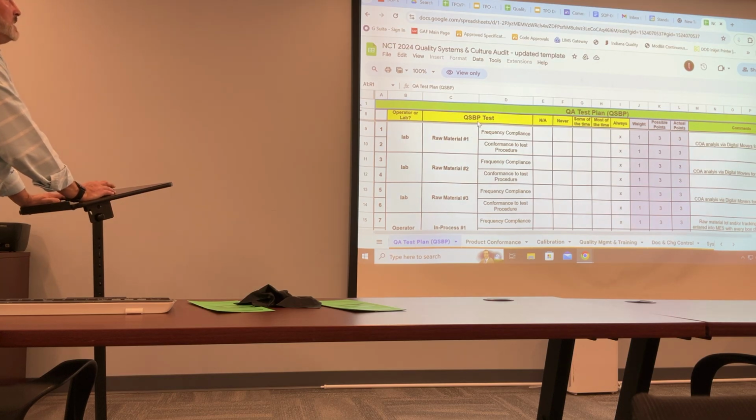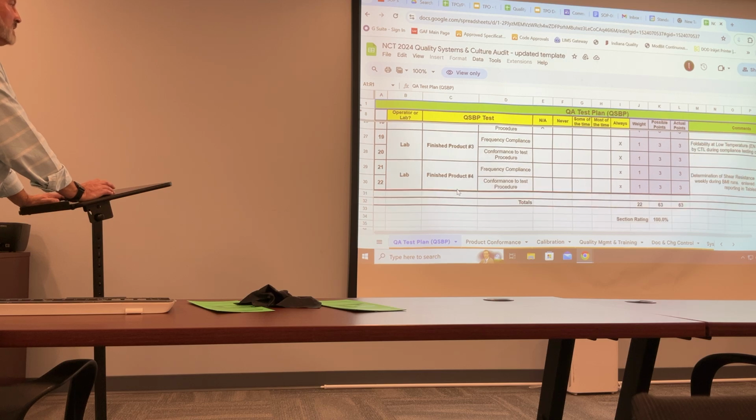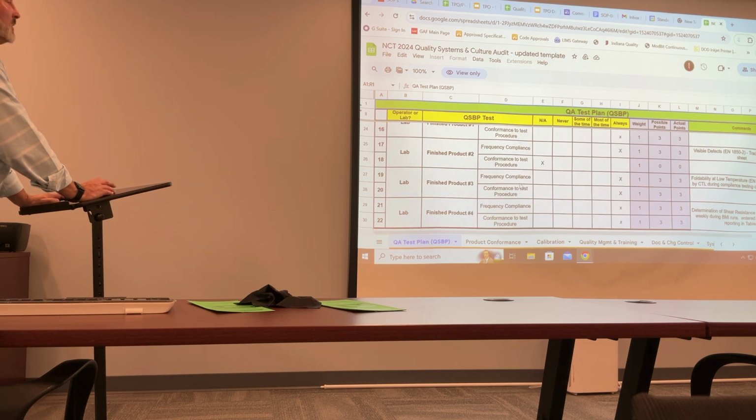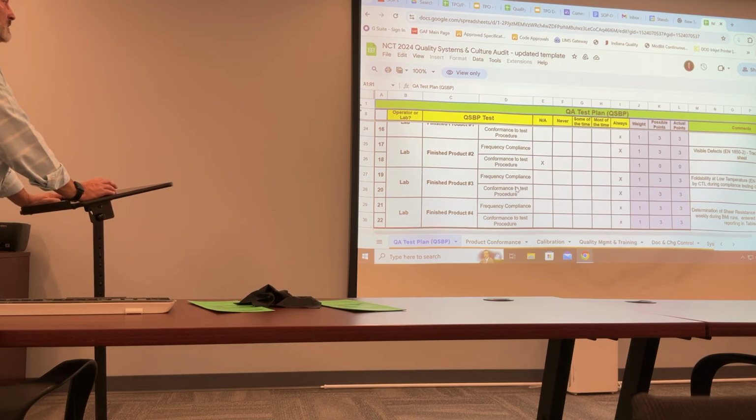All right, so QSBP, that's actually a document that specifies how often we test what. So when we come in and do an audit, we pick 3 raw materials, some stuff in process, and then the finished product testing. And so we look for two things: are you doing it as you're supposed to on the right frequency? And then are you performing the test as it's laid out? So we actually witness the folks in the lab doing the test.